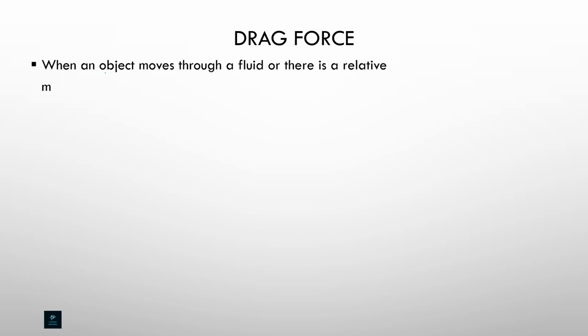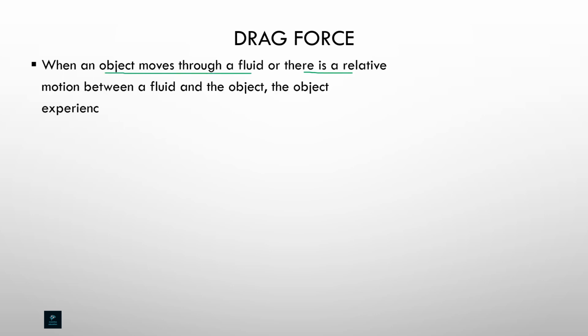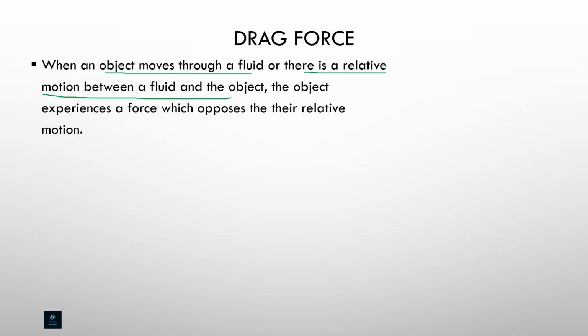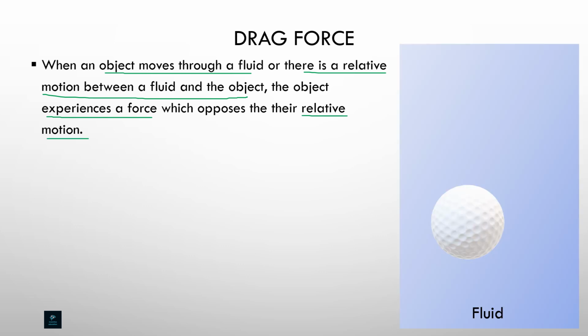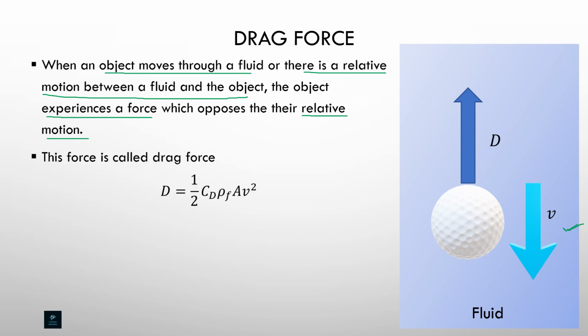We know that a fluid is anything that can flow. It can be a gas or it can be a liquid. So when an object moves through a fluid or there is a relative motion between the fluid and object, the object experiences a force which opposes their relative motion. So if we have an object moving in a fluid in this direction, this object experiences a force which is called the drag force. This force is given by D equal to half C_D rho_f A v squared.